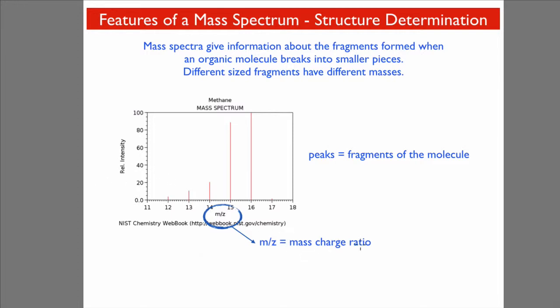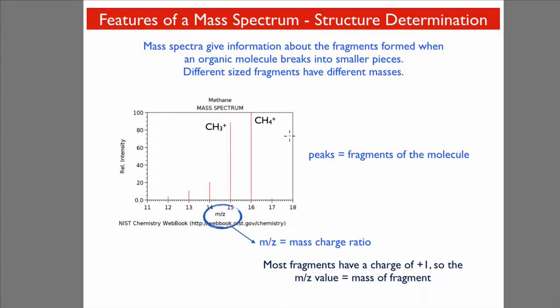m/z is mass to charge ratio. However, most fragments just have a charge of +1, so the m/z value is really just the mass of the fragment. This is a mass spectrum of methane, and the first peak at 16 is a methane molecule with one electron knocked off. Next, you'd have CH3, so you've lost one hydrogen. 14, you've lost 2 hydrogens. 13, you've lost 3 hydrogens. And 12, you just have a carbon.